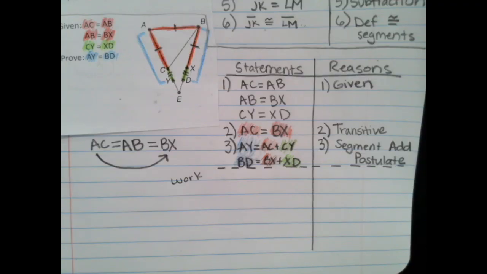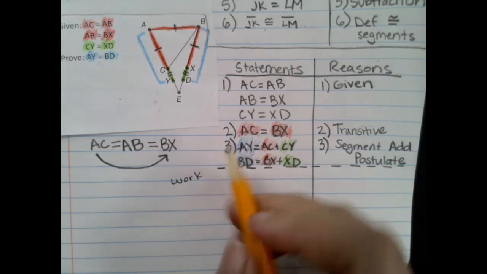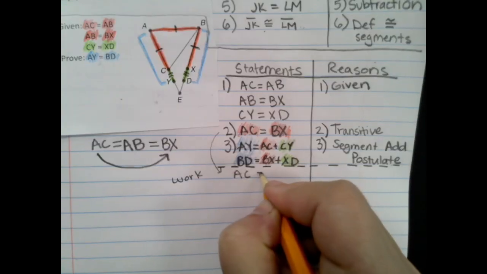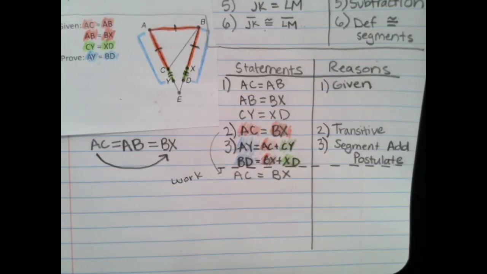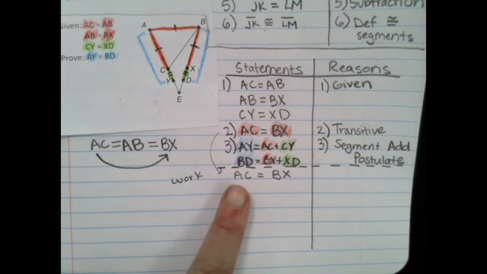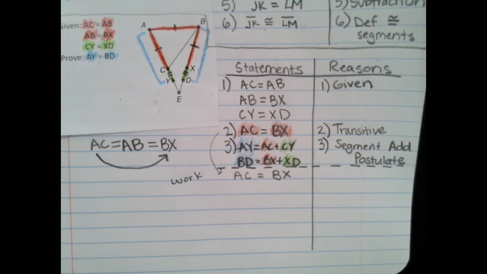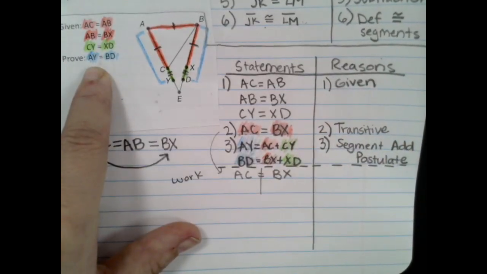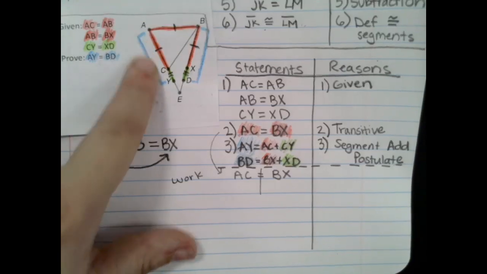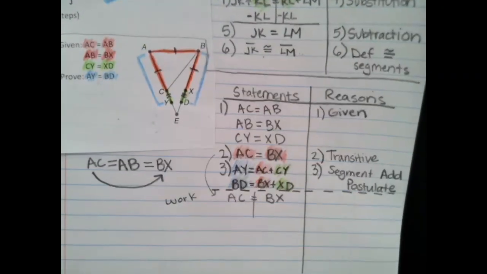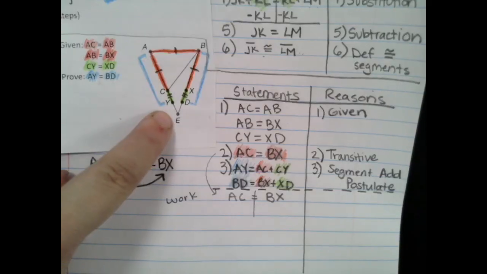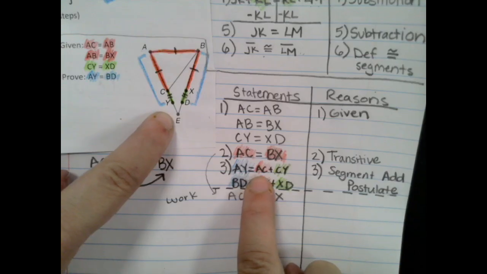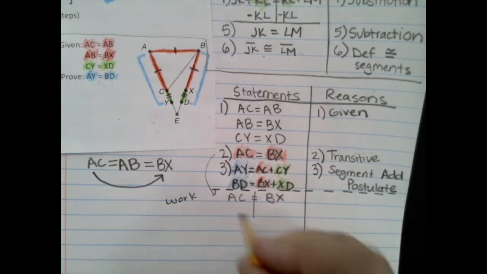So for our work here, we're going to start back at number 2. I'm going to rewrite number 2 here. AC equals BX. Generally speaking, in a proof, we don't want to repeat what we've already said, so that's why this is the work. Now, in order to get to AY, what do I need to put with that AC to get AY? What needed to be put together with AC? CY.